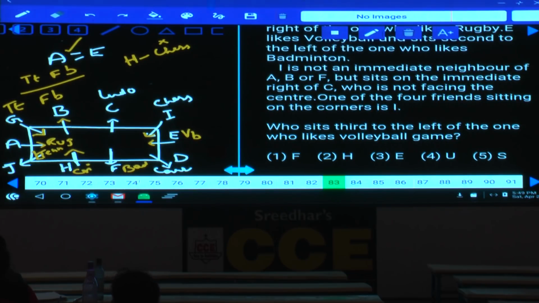The only thing what we require is in that particular time whether we can crack this one or not. Okay. Then question number 83. Who sits third to the left of the one who likes volleyball? Third to the left of the one who likes volleyball is towards the center. Third to the left is H, the one who likes cricket, that is choice 2.